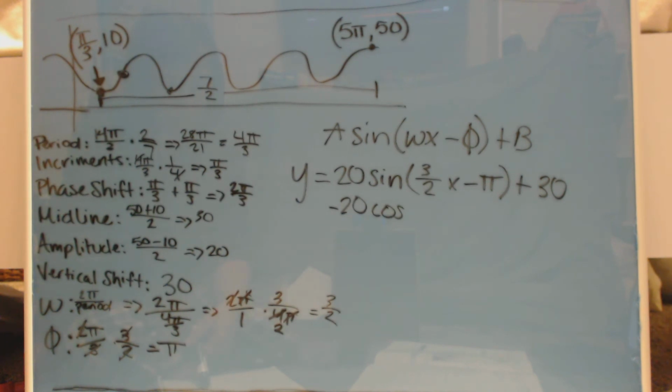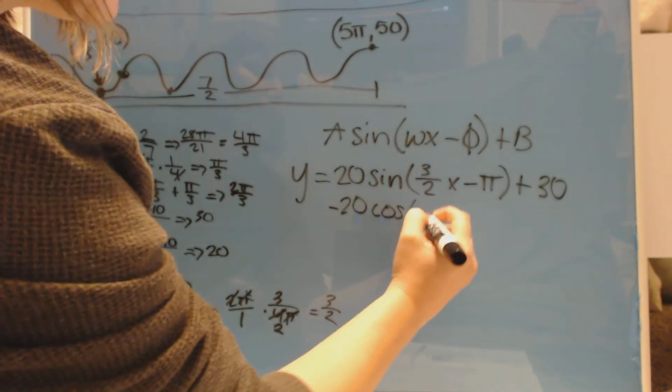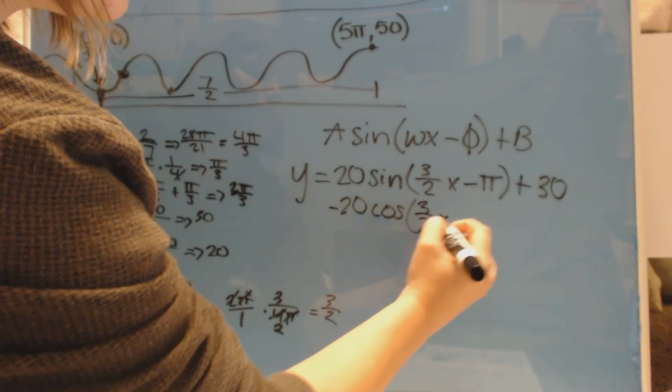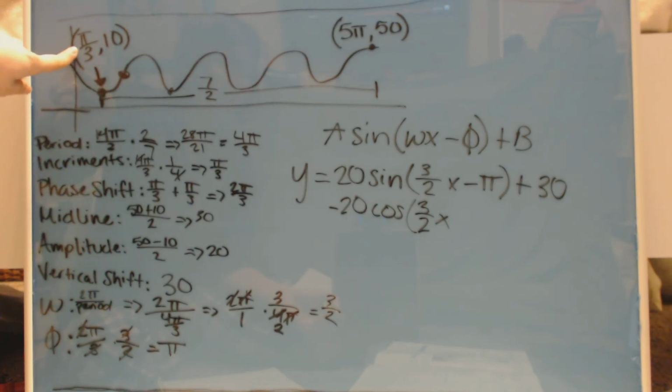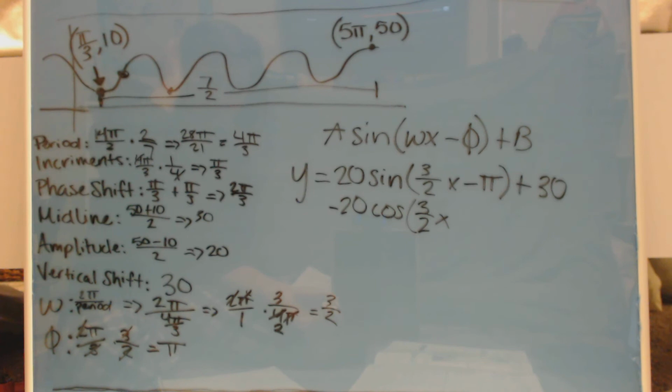Since omega stays the same, we're not changing the 3 halves x. That's really awesome too. And in order to find out what the new phase shift is going to be, we're just multiplying right here. The phase shift of the cosine graph is pi over 3. So we're taking that and multiplying it by the 3 halves, which was what omega was. And that ends up giving us pi over 2.